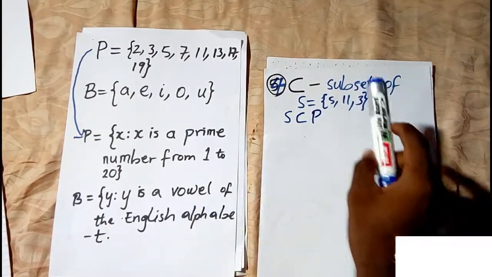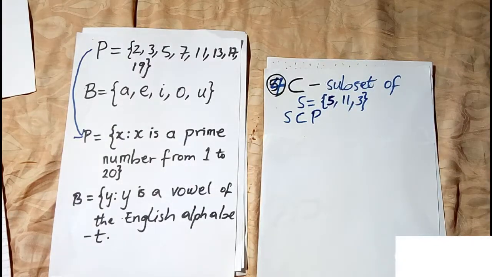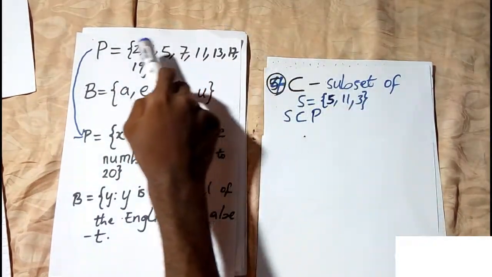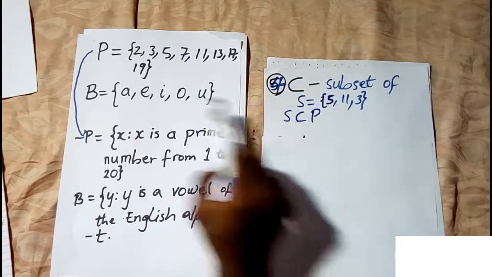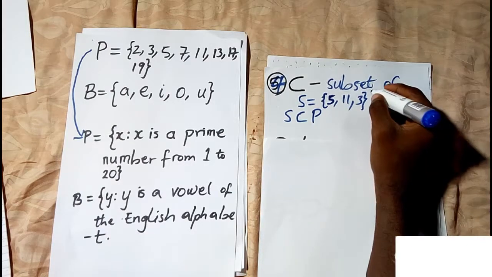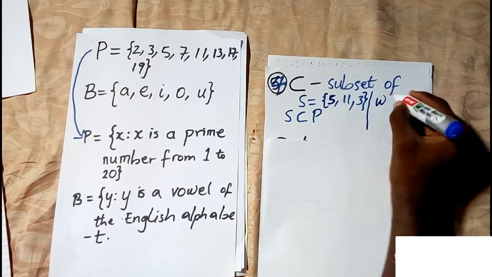So we'll see that this is 5, mind you. This is 5. So we'll see that this is a set, and this set is gotten out of P. So we'll say that S is a subset of P.